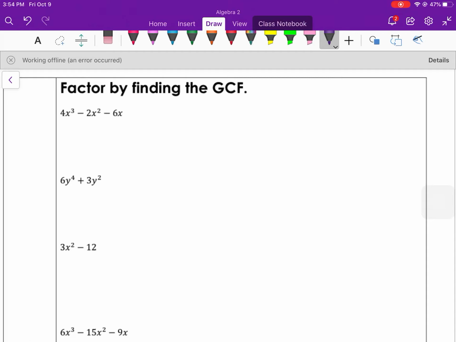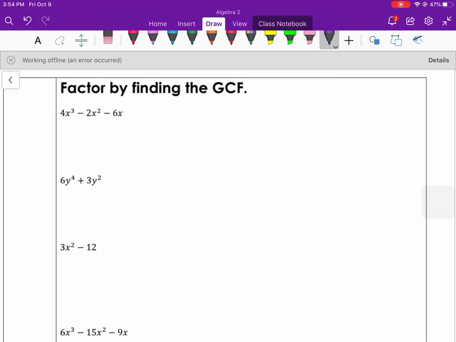Okay. When factoring, the first step you should always do is to look for what's called the greatest common factor. So if you can take out a factor of 2 or factor of x before you factor it more, you should always do that first.